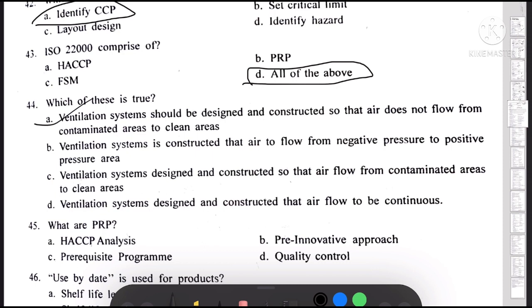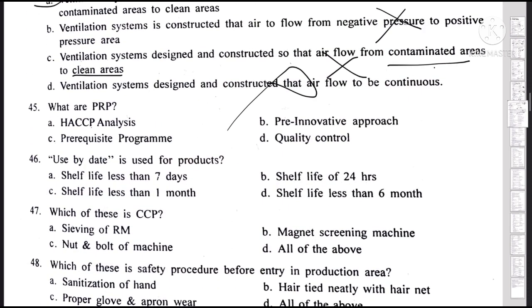Next, let us read the next option. Ventilation system is constructed so that air flows from negative pressure to positive pressure area. Wrong. Ventilation system designed and constructed so that air flows from contaminated areas to clean areas. No. Why should air flow from contaminated to clean? Next, ventilation system designed and constructed so that air flow is continuous. No. The correct answer is A: ventilation system should be designed and constructed so that air does not flow from contaminated areas to clean areas. Next, what is PRP?